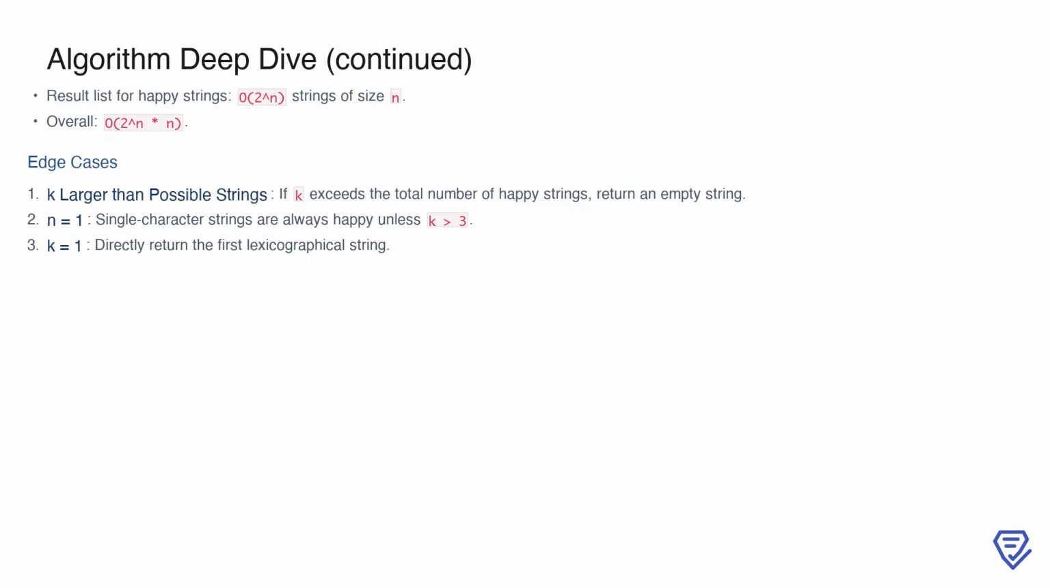Finally, let's address some edge cases. If k is larger than the total number of happy strings that can be generated, we simply return an empty string, as there is no valid kth string. For n equal to 1, the happy strings are just the single characters a, b, and c, unless k exceeds 3. When k equals 1, the first lexicographical string is directly returned without further computation. These edge cases highlight the importance of validating inputs and handling special scenarios to ensure robustness in the solution.